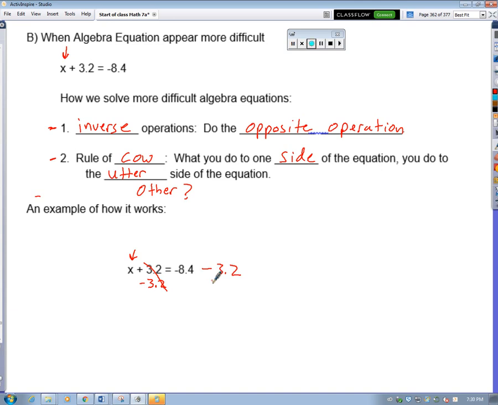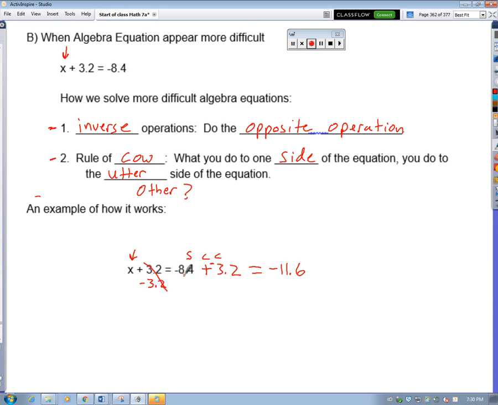Okay, and now I have subtraction, so I need to do same change. Alright, our old friend, same change. And when I do same change with that, negative 8.4 plus negative 3.2 gives me negative 11.6. Okay? Alright, so I did the first two steps. I did the inverse operation. I did the rule of cow.